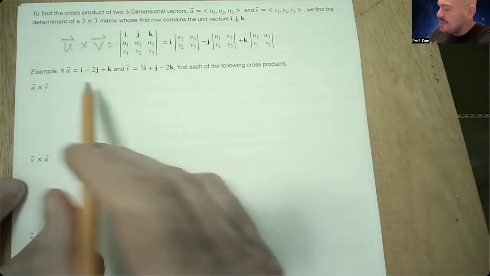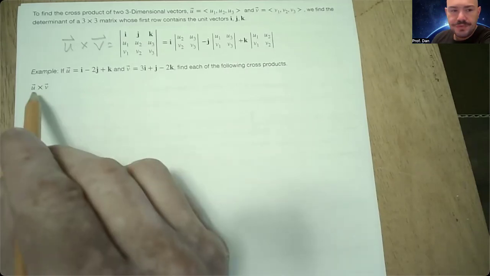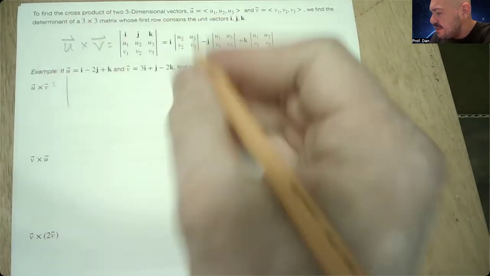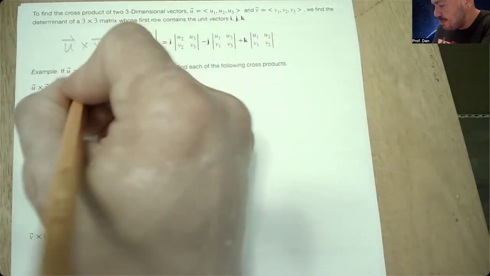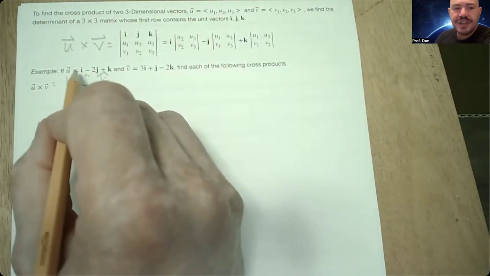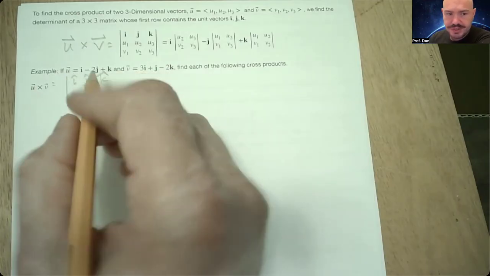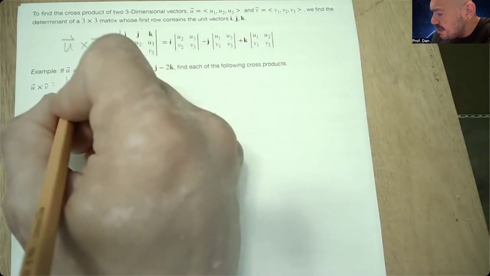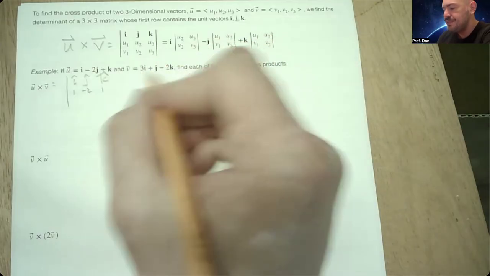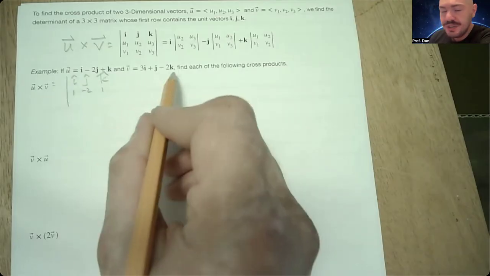So let's say that we have these two vectors U and V. For the first one, we want to find U cross V. That's going to be the determinant of this 3 by 3 matrix. First row, we're going to have our unit vectors. Second row, we're going to have the coefficients, right? So you don't want to include the I, J, and K, just the coefficients of the vector U. So 1, negative 2, 1. And third row, we do the same for vector V, 3, 1, negative 2.